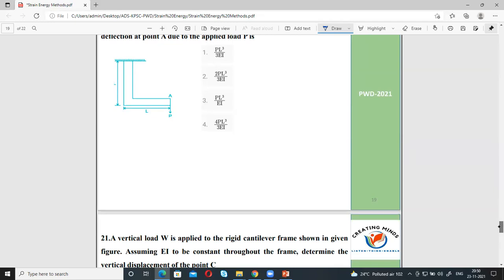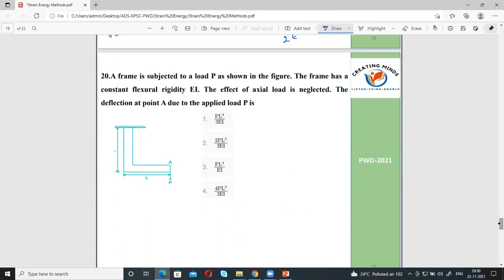Now it's a ulta one. What is the answer? A frame is subjected to P. The frame has a constant flexural rigidity EI. The effect of axial load is neglected. The deflection at point A due to applied load is? Yes, what is the answer?